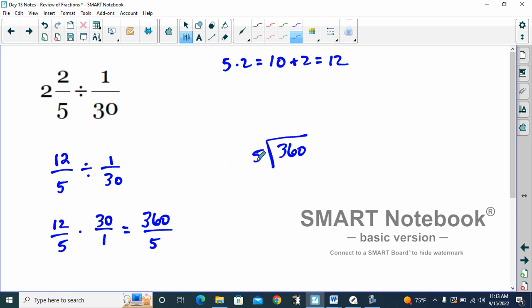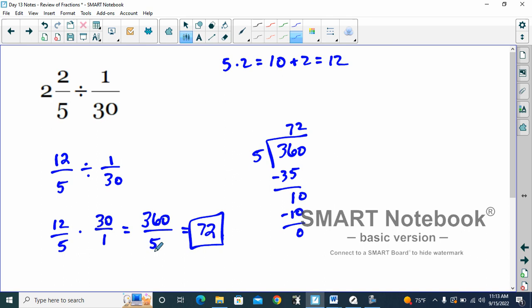5 doesn't go into 3. 5 goes into 36 7 times. 7 times 5 is 35, leaving me 1, bring down the 0. 5 goes into 10 twice. 2 times 5 is 10, and I get a remainder of 0, which I knew I was going to get because it should come out even here. I get 72.